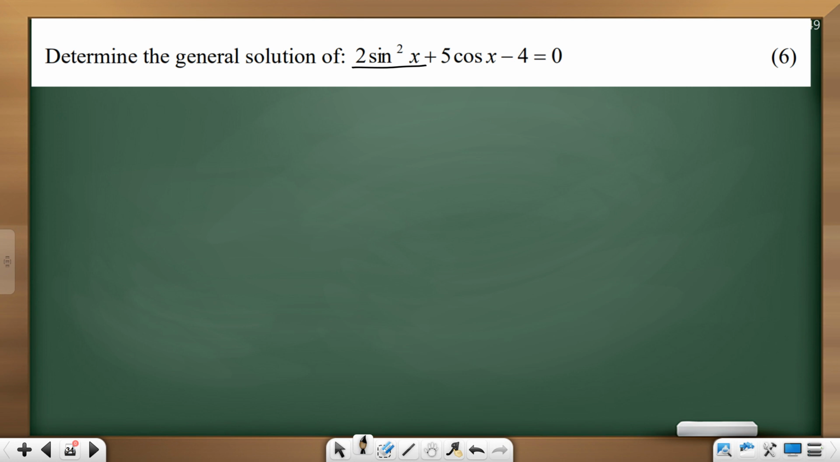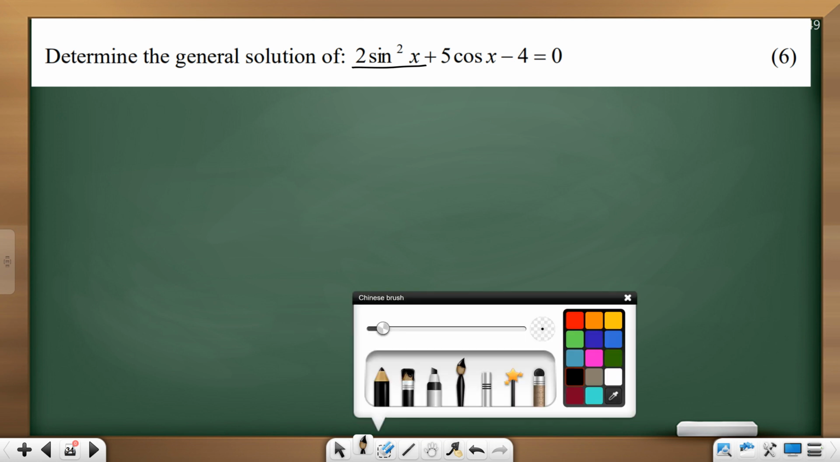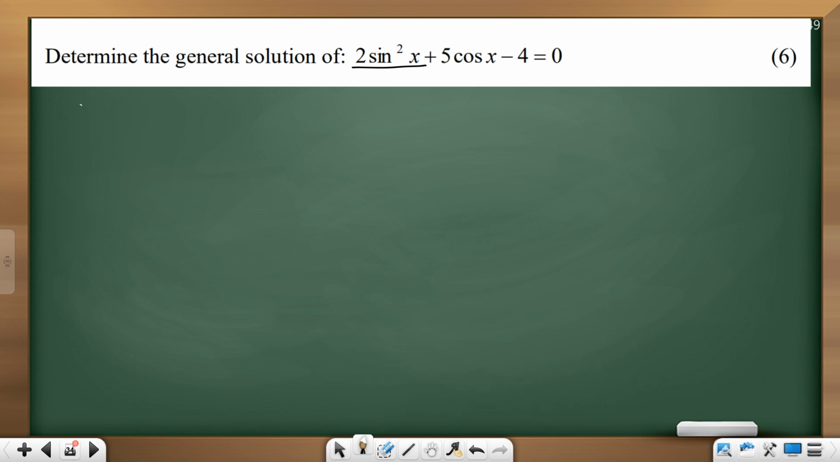Check your formula page quickly. Where do you have 2 sine squared x? Let's see. Beautiful. Cos 2x equals what? 1 minus 2 sine squared x. No problem. Can I change sides? What do I have here? 2 sine squared x is 1 minus cos 2x. Let's see if it's going to work for us.